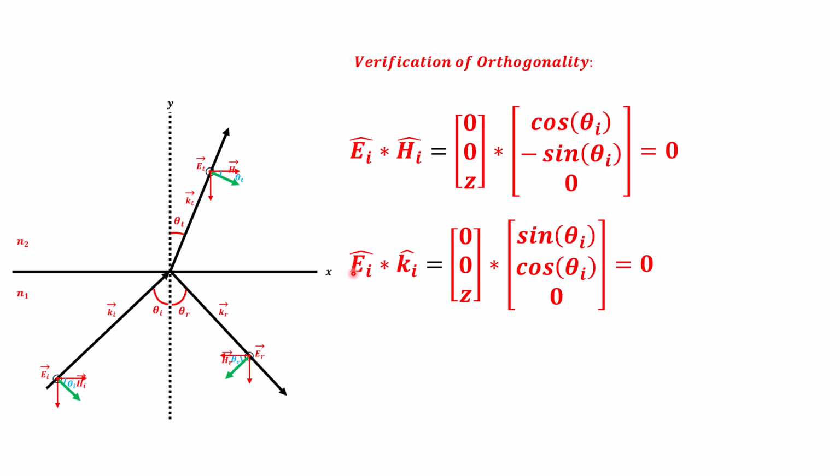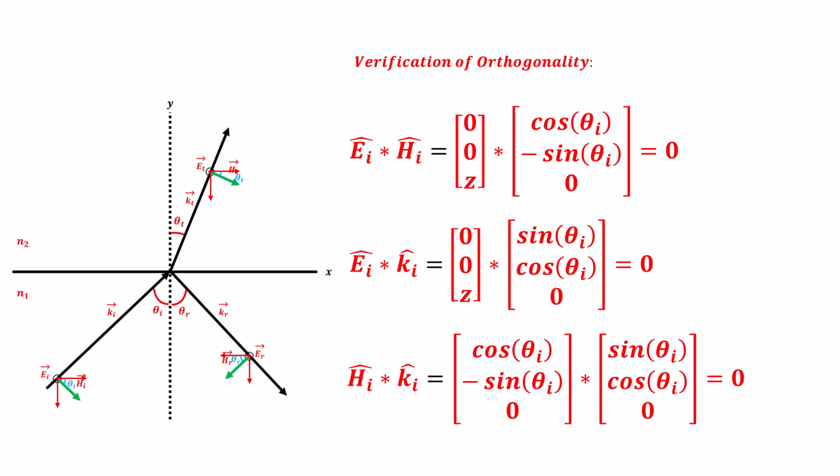We can do the same thing for the incident electric field dotted with the K vector, where we find it's also equal to 0, which proves that it's orthogonal. And we do the same thing for the magnetic field and the K vector, where if we do the dot product of both of them, it's equal to 0. So so far so good.